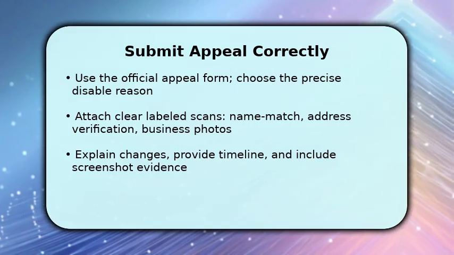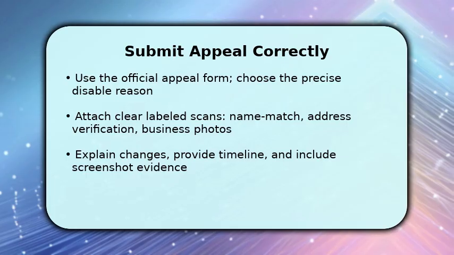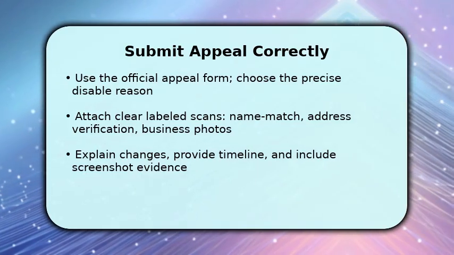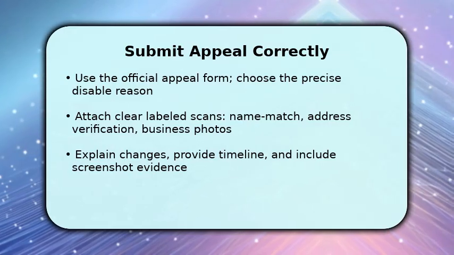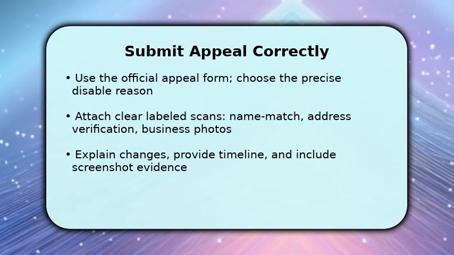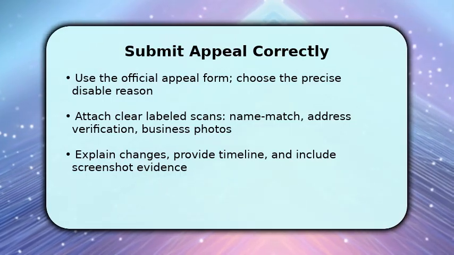In the explanation field, briefly outline what changed and when, linking to your screenshots and support documents. Keep it factual and chronological. After submission, monitor the appeal email daily and be prepared to respond promptly to follow-up verification.